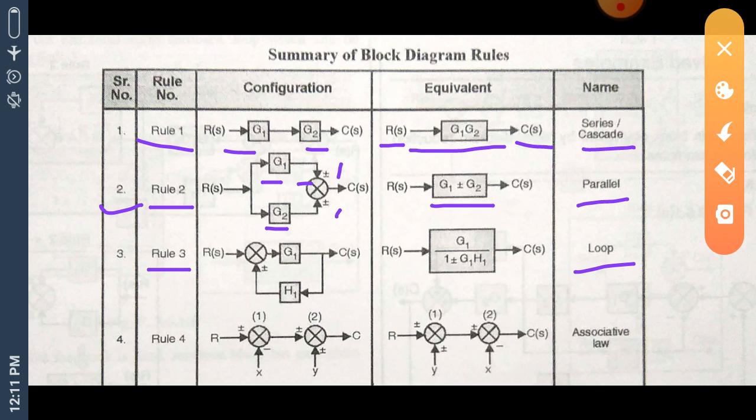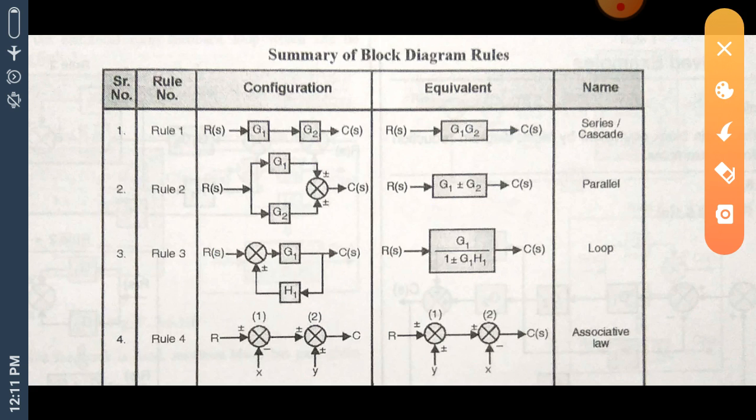Rule 3 is the loop rule, which is also called the closed loop rule, where we can see a closed loop. In a previous video, we derived its equivalent transfer function, that is G1 upon 1 plus G1 into H1. In this particular image, it is plus minus, but mistakenly here also it is written plus minus.